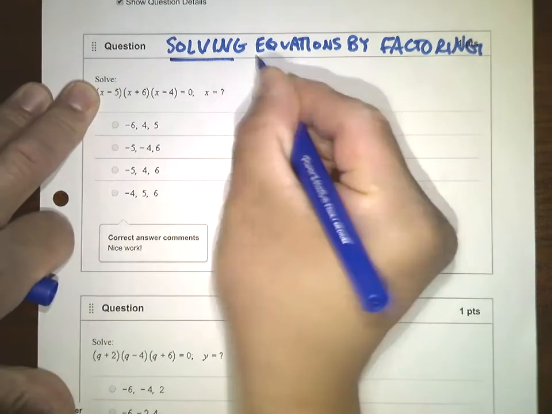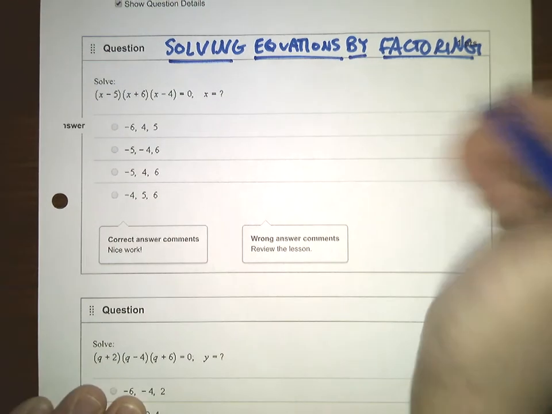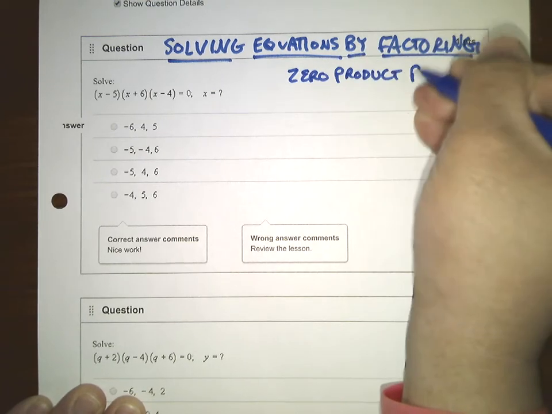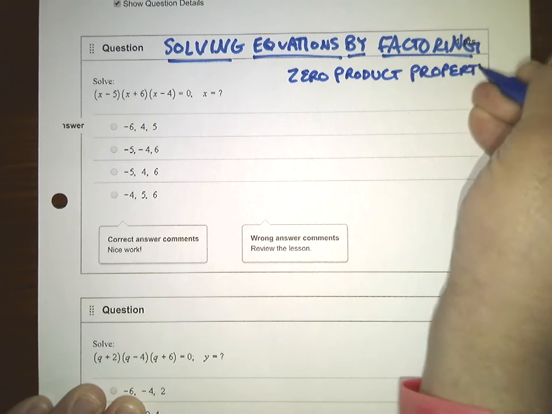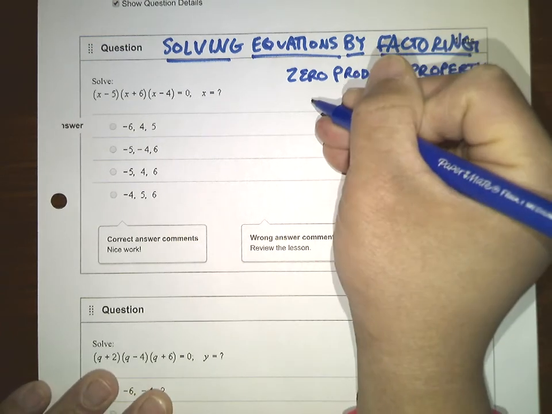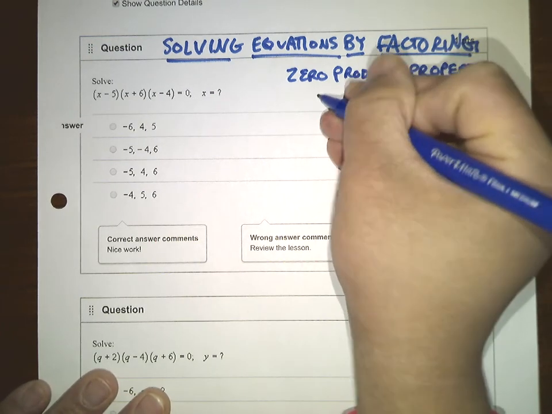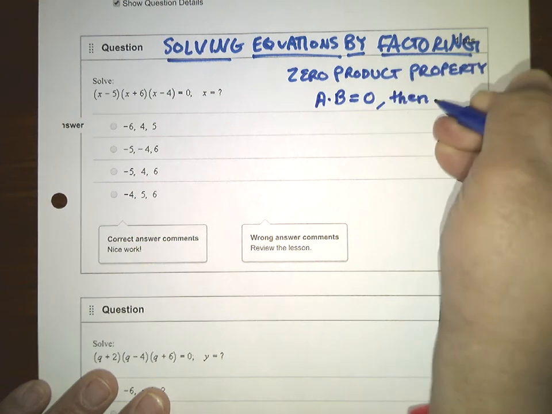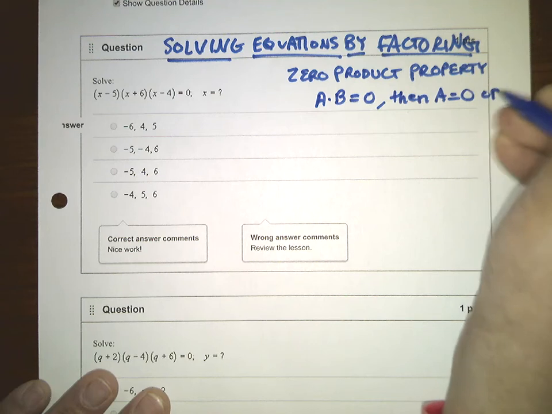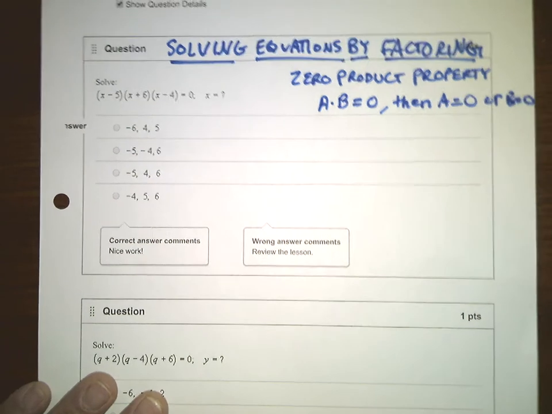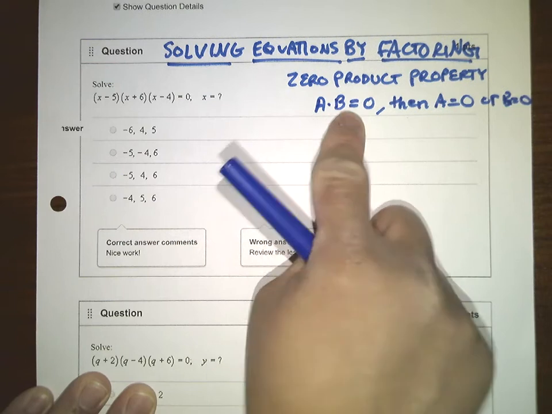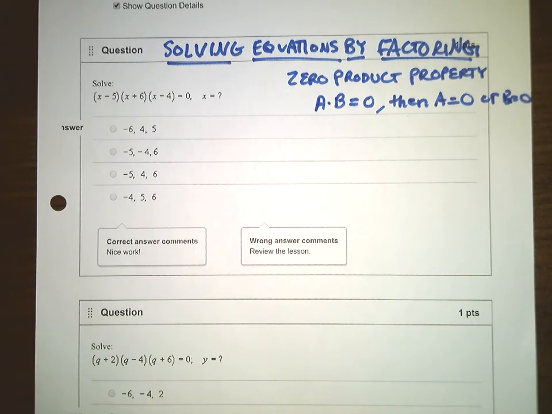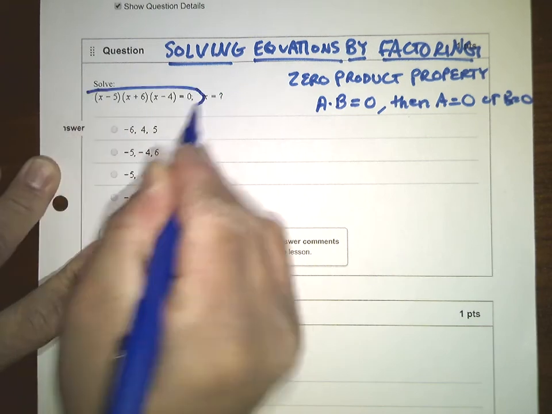So the first thing that we need to know to solve equations by factoring is the zero product property. What this property says is that if you have A times B equals 0, then either A has to be 0 or B has to be 0. So one of these has to be 0 because 0 times some number is 0, or a number times 0 is 0.